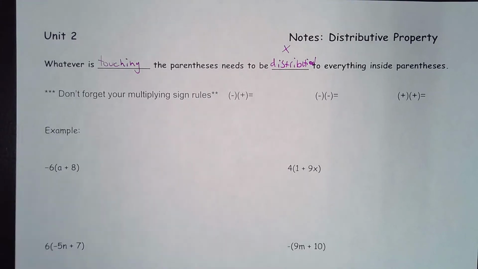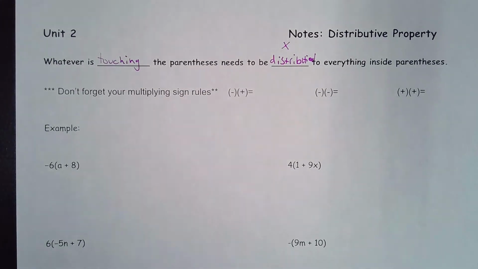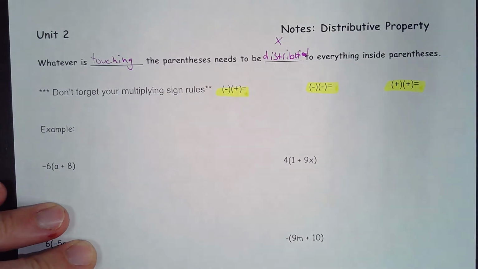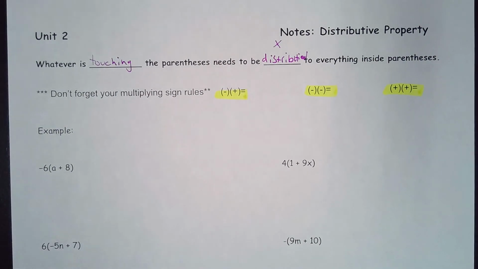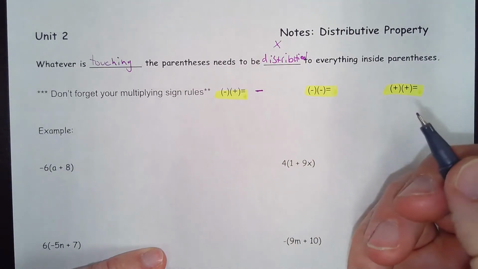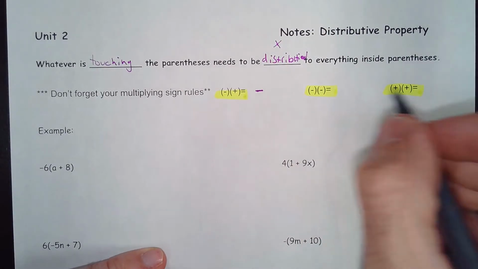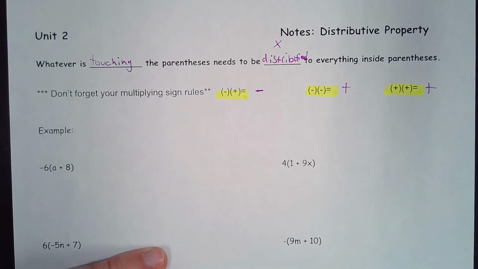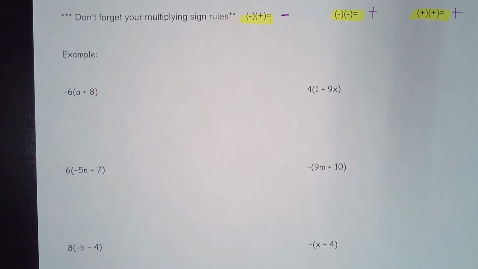A couple reminders up here. If the signs are different, your answer is going to be negative. If your signs are the same, positive. All right, so now let's jump into the distributive property.